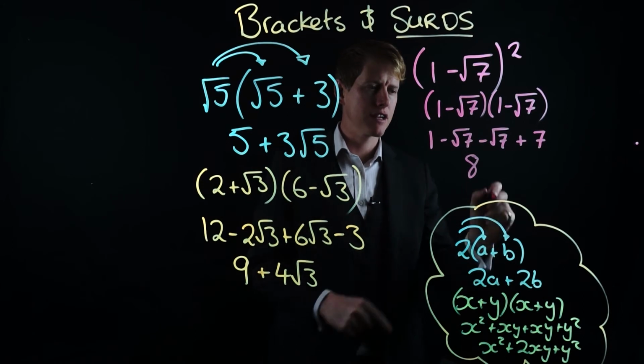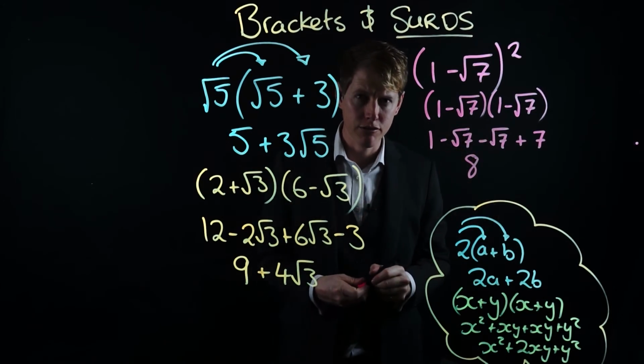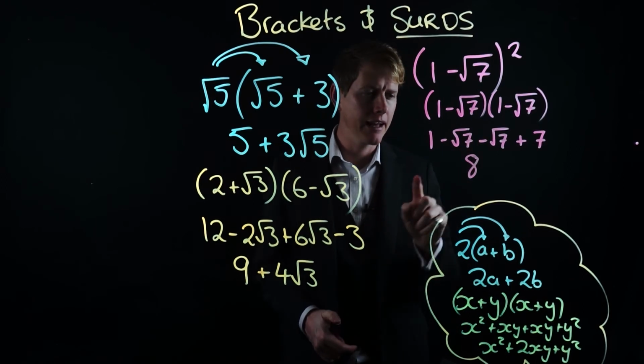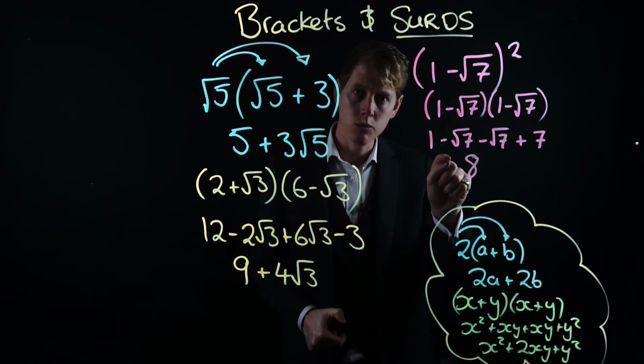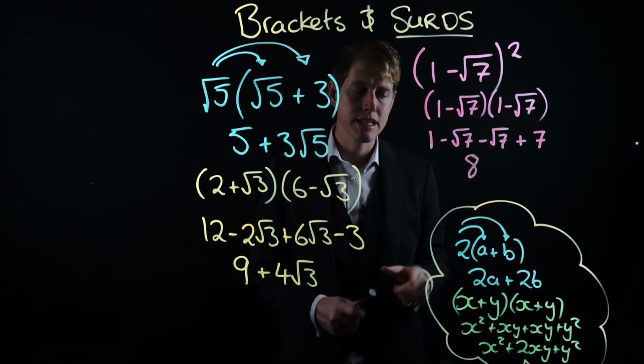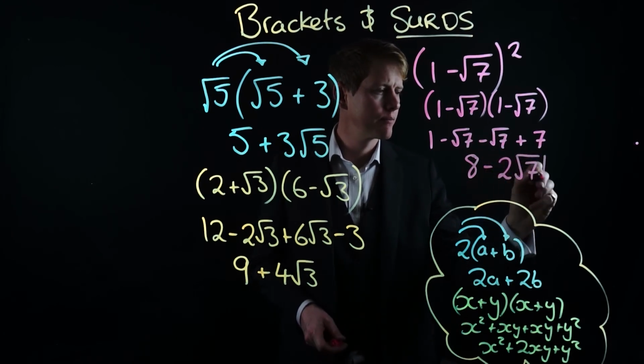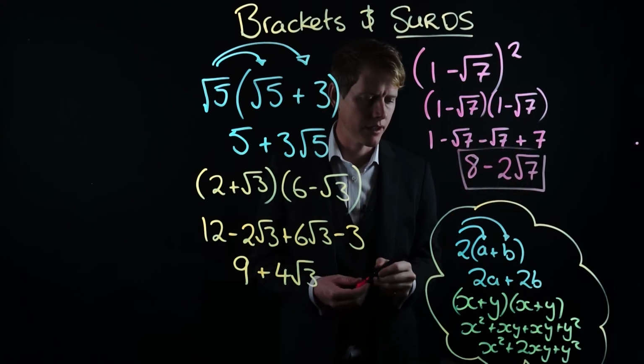And negative root of 7, take away another root of 7. Be careful with this one, guys. This is a common mistake made here. But this is the same as minus 1 root 7, take away 1 root 7. So that gives us minus 2 root 7. And that is my final solution.